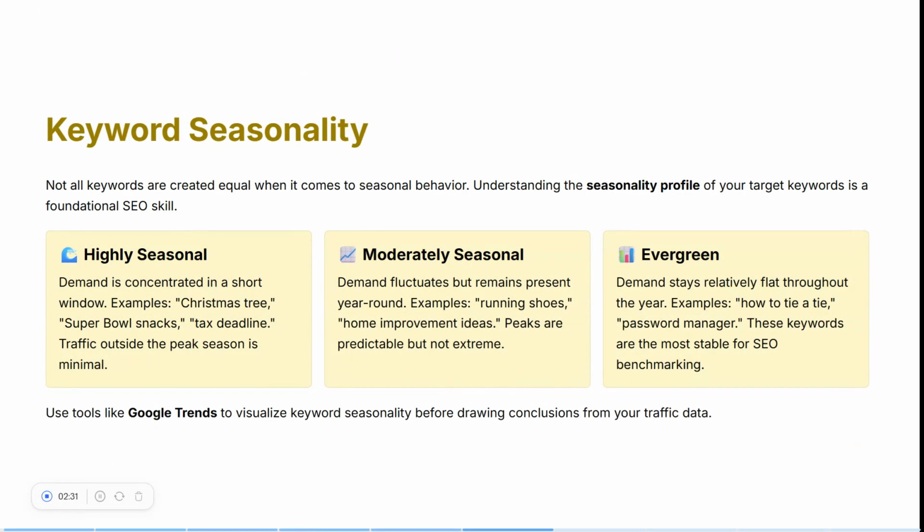Some keywords are stable all year round. Others are highly seasonal. For example, hotel booking spikes during holidays. Air conditioner repair spikes during hot seasons. Exam preparation spikes during school terms. Treating all keywords the same leads to wrong conclusions.